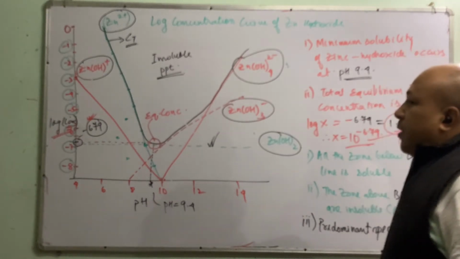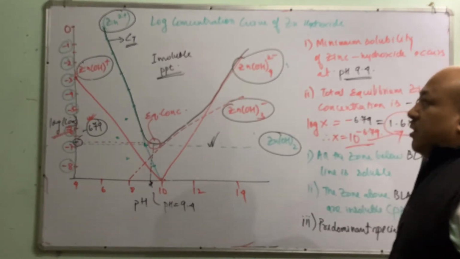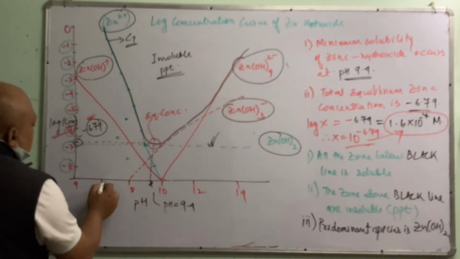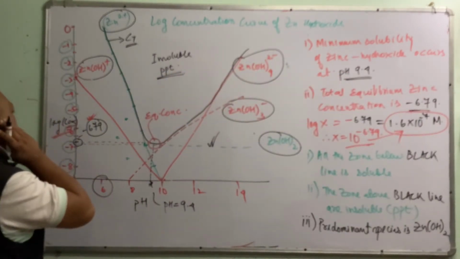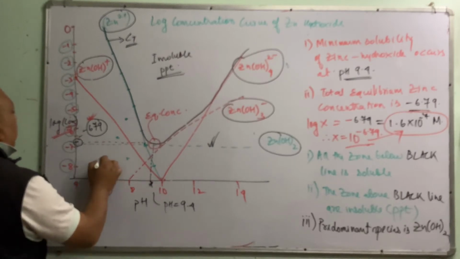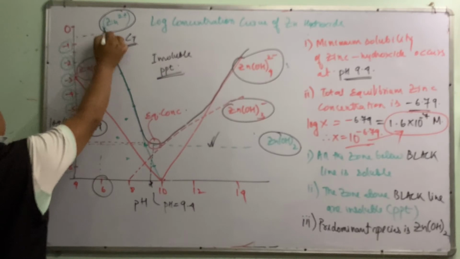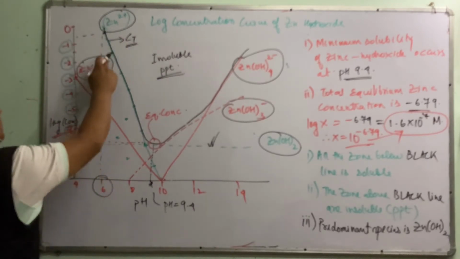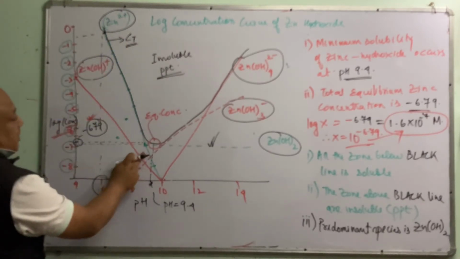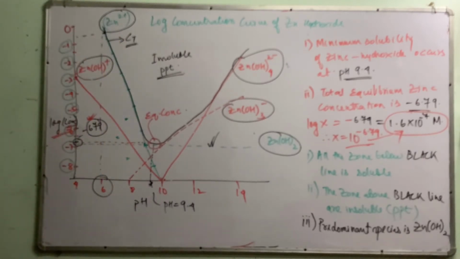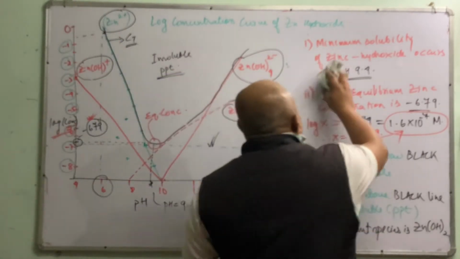Now you can say at pH 6, I'll just give an example. At pH 6, what is the minimum value? You can find it here, this one. So this is the minimum solubility. What is the predominant species? This one, that is Zn2 plus. Okay. So let me drop this and let me give you some other examples.